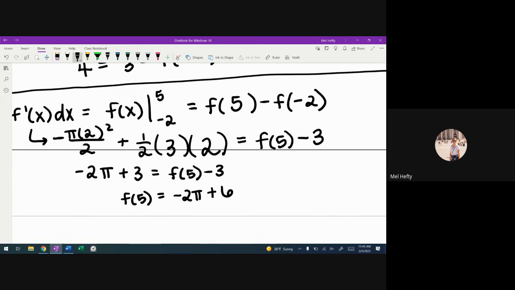So I'm going to add 3 to the other side. So I'm going to get negative 2 pi plus 6. Again, we can't really confirm this visually because we don't have the graph of f, but we are getting an answer using our area for our integral and our given value here. These are pretty popular on the free response. I can guarantee you there's going to be one on the Unit 6 test.